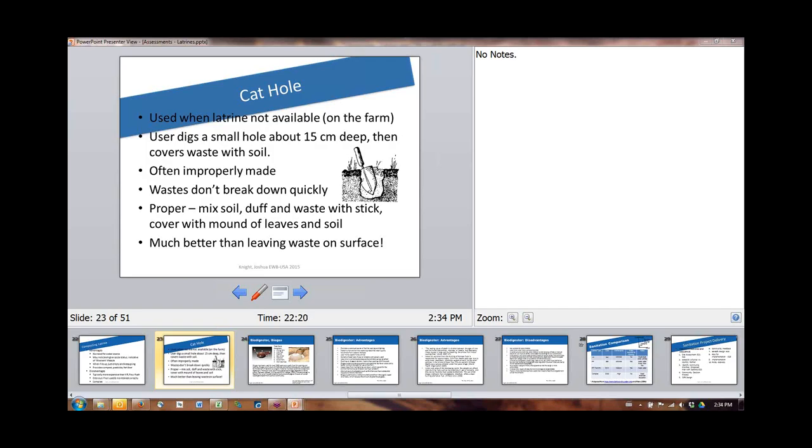All right, cat holes, when you don't even have a latrine, what you should be doing in the bush. You usually dig these about 15 centimeters or 6 inches, which is about the height of this little spade here. So that's kind of a good measurement.